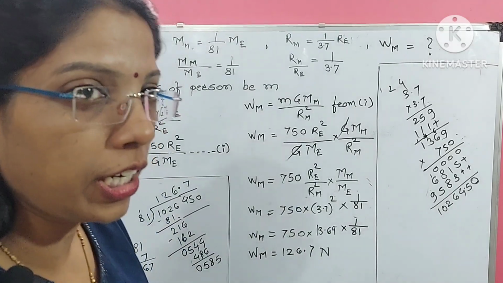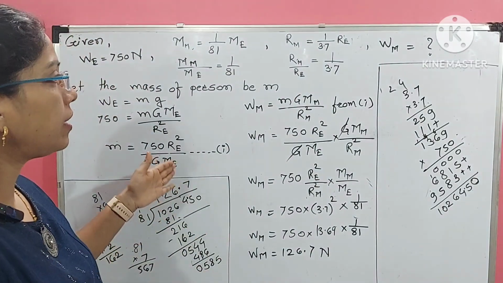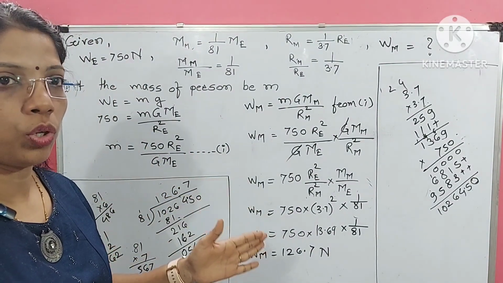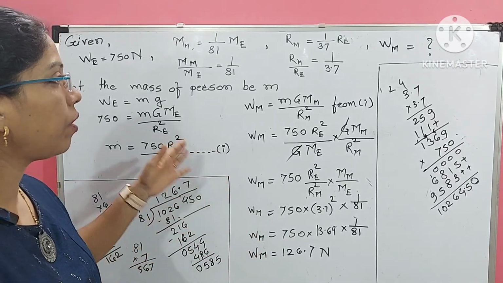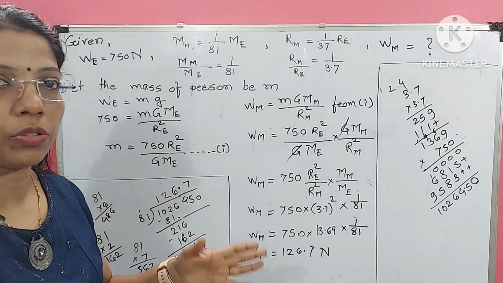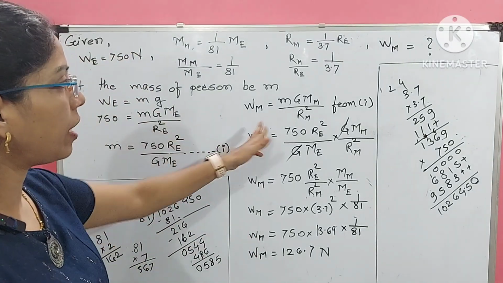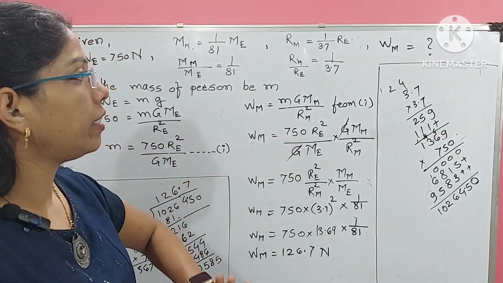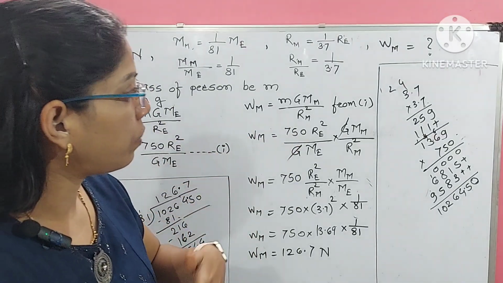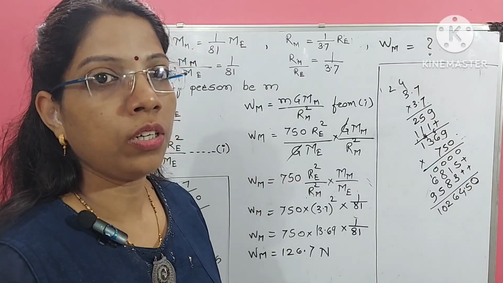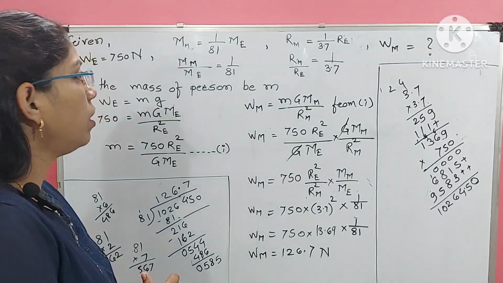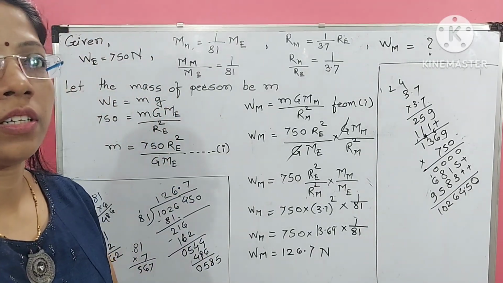So we have to consider here the same thing, that mass of the object or person remains the same from one planet to another planet. As we go from one planet to another, mass remains the same and we can use the same mass value here, and thereby we can calculate the weight of the person on the moon. So this is about the numerical given in your text.